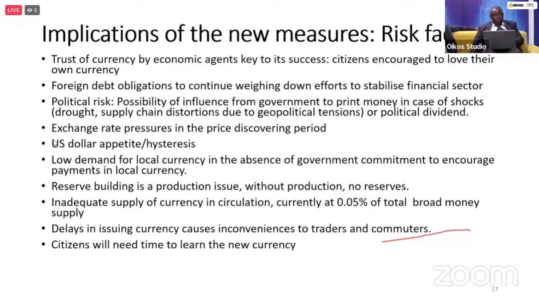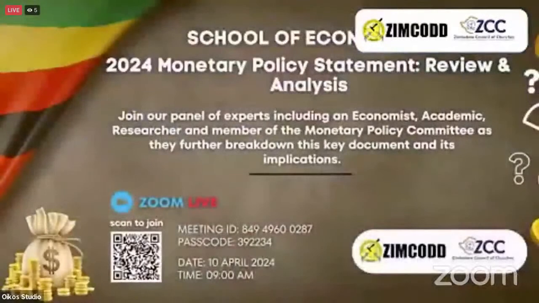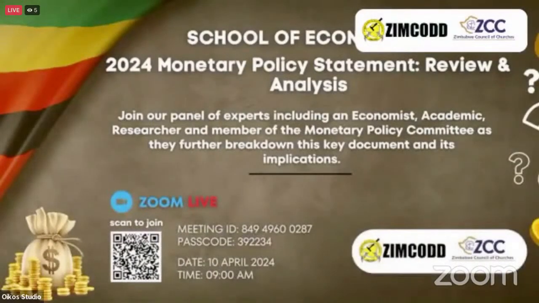I'm moving to the last slide. It is stuck. Okay, I'm moving to the last slide where I'm trying to provide some recommendations or possible takeaway points that we need to observe going forward.